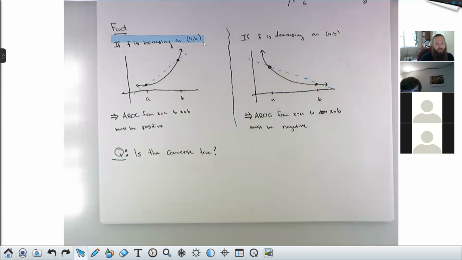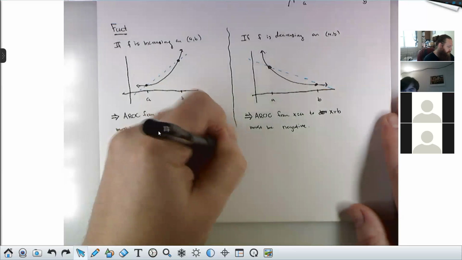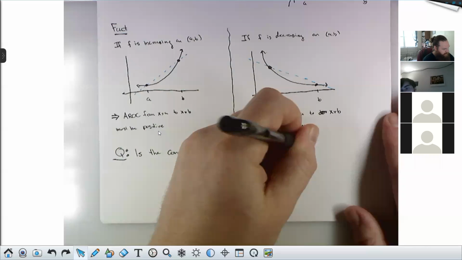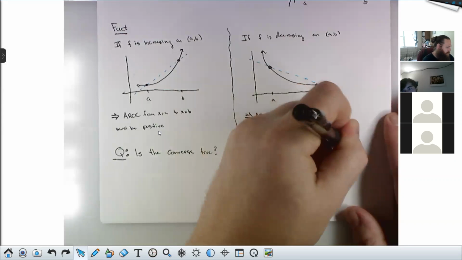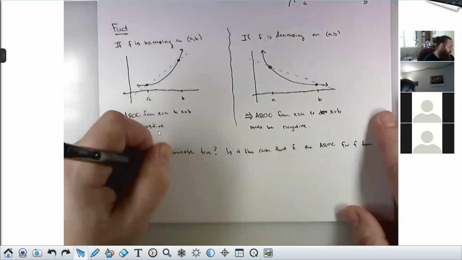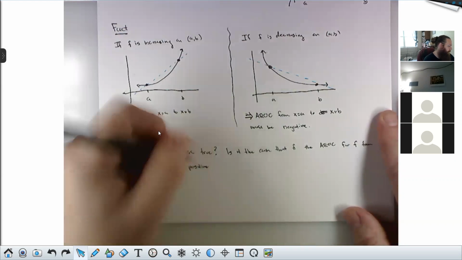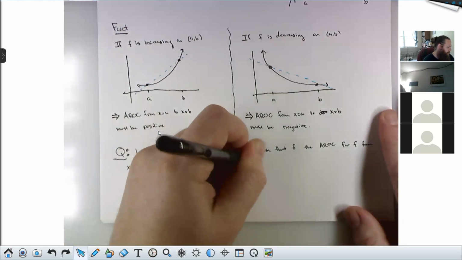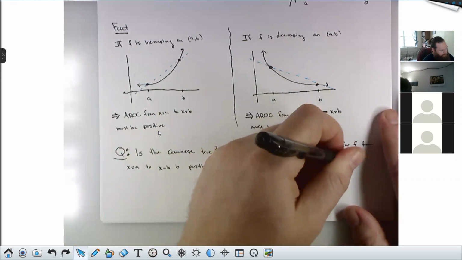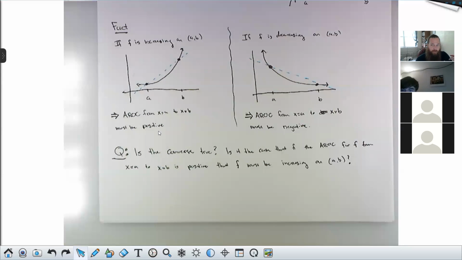So increasing implies positive average rate of change. Does positive average rate of change imply increasing? Is it the case that if the average rate of change for f from x equals a to x equals b is positive, that f must be increasing on the interval AB? And you can change positive to negative and increasing to decreasing. Same question. So what do we think about this?